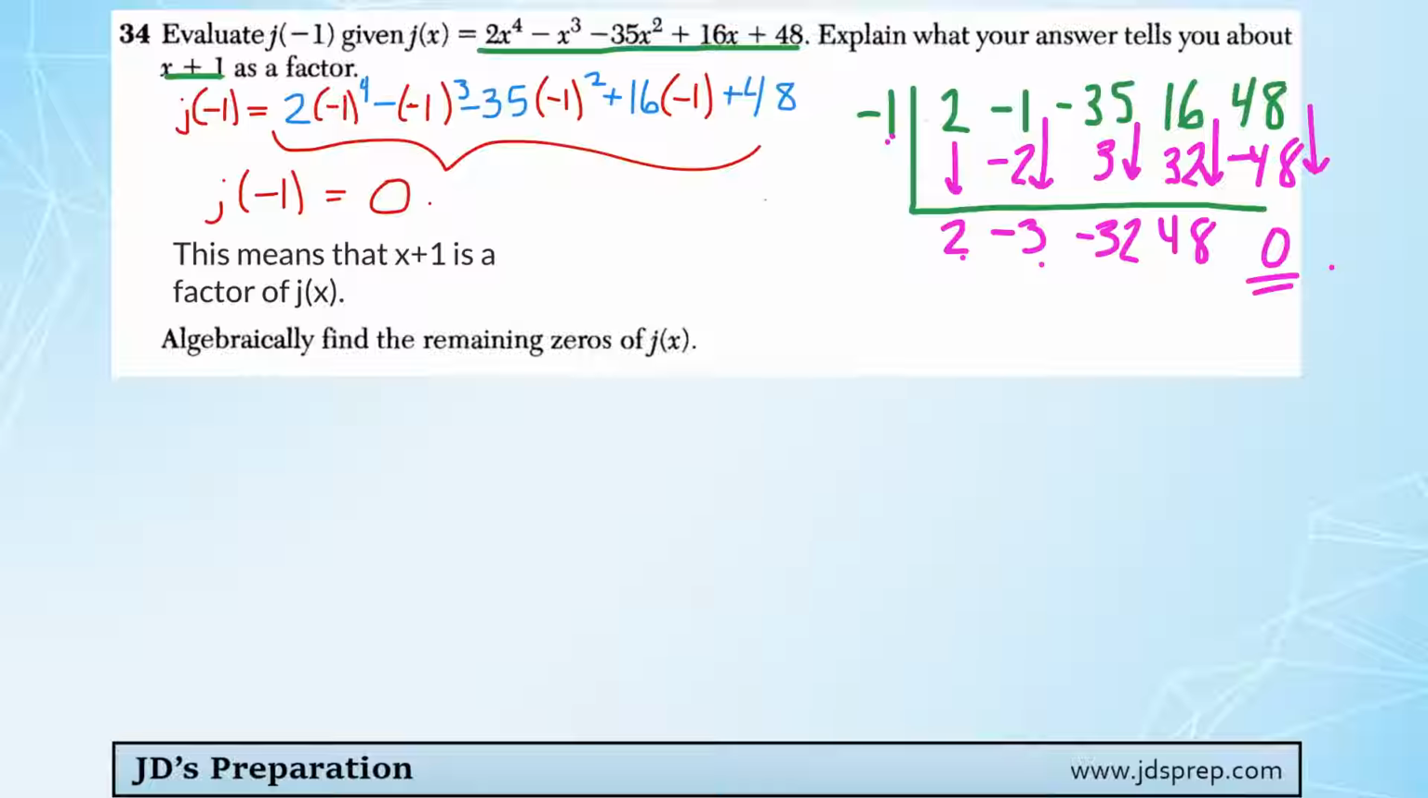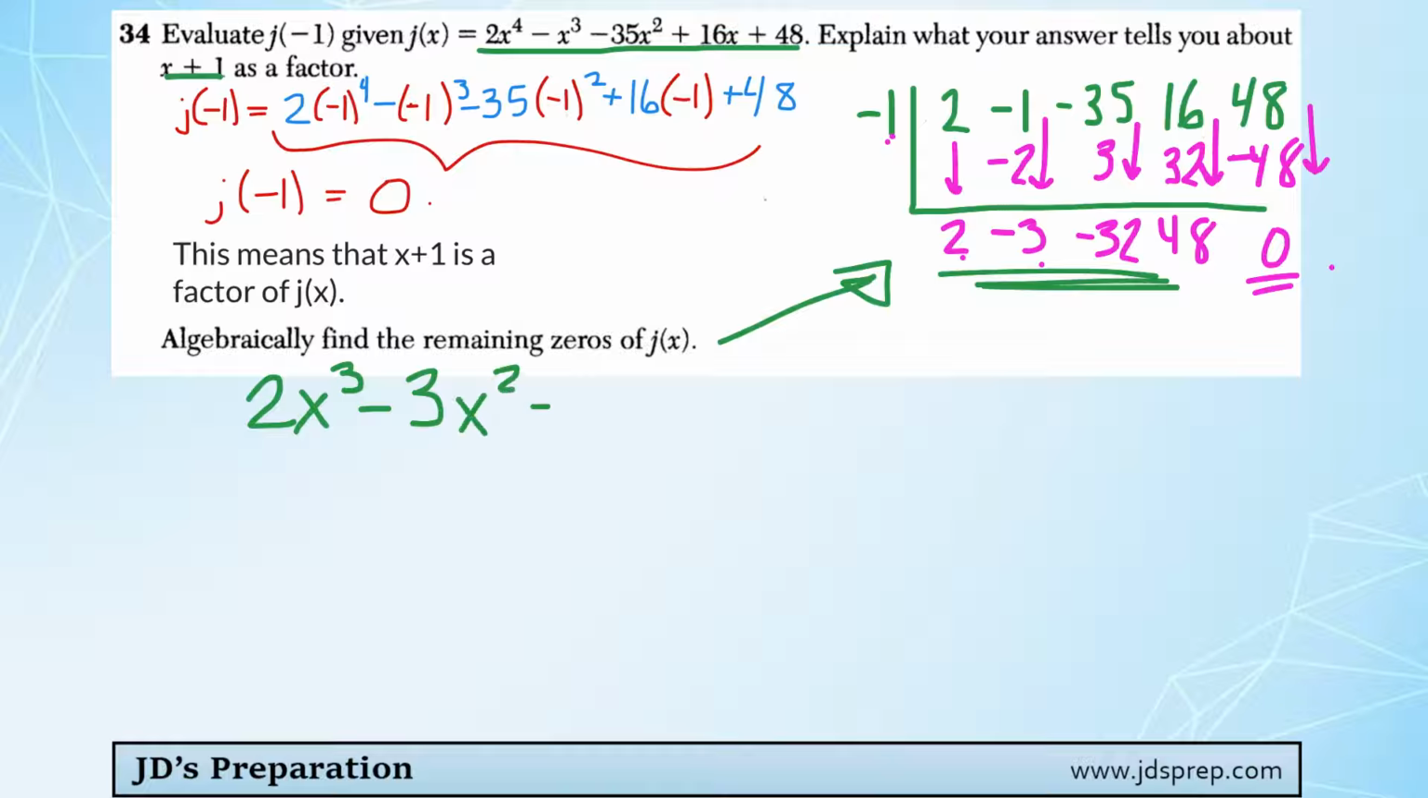Now, for the last part of the question, we're asked to algebraically find the remaining zeros. Another reason why I did this synthetic division is that now we're basically factoring out x plus 1, and what's remaining is this polynomial here, which written out properly would be 2x cubed minus 3x squared minus 32x plus 48. And we're going to set it equal to 0 and factor. So we're going to look at this piecewise. I'm going to split it into 2 terms and 2 terms and factor each of these individually.